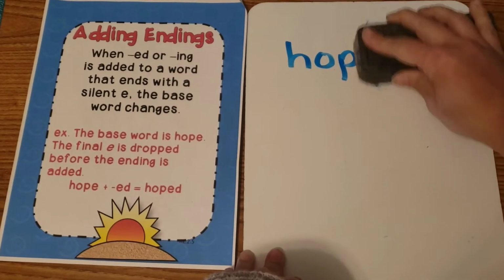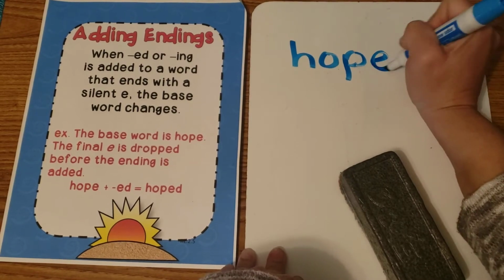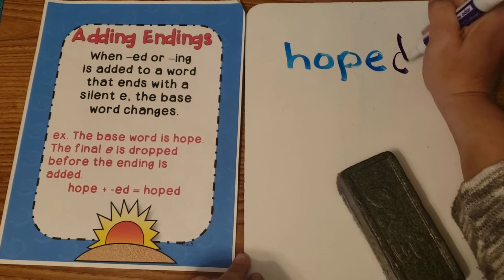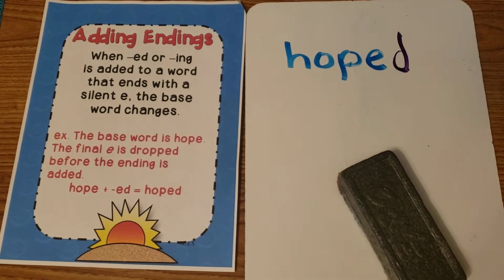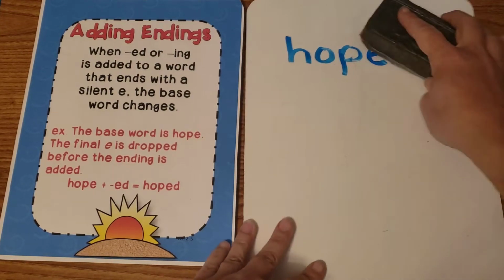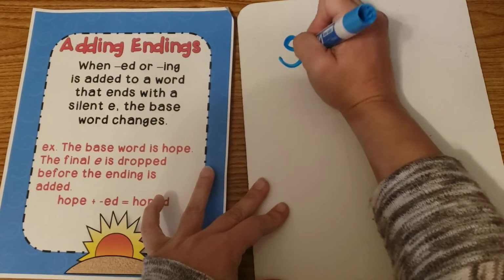or you can leave it as is. We have hope. And just remember, it already has an e, so I'm just going to add a d. Right? But the rule is whenever we're adding an ending to silent E words, we need to drop that E first. So let me show you another one. So I have the word save.